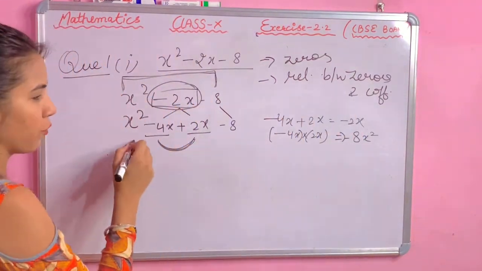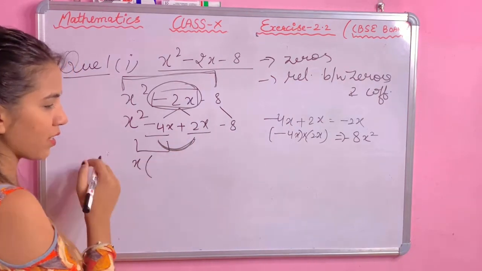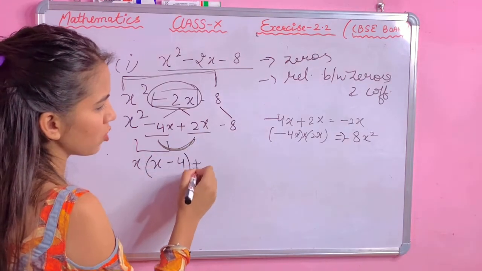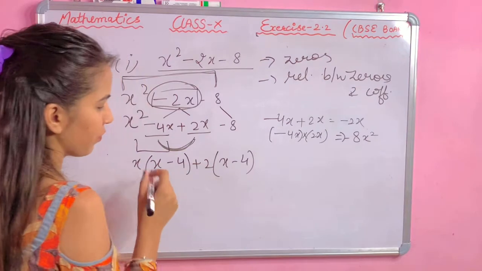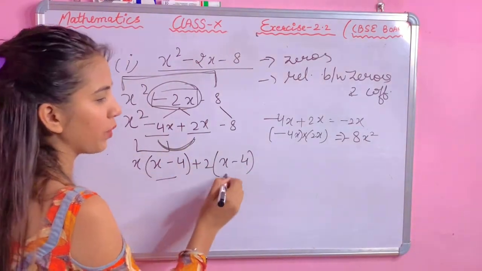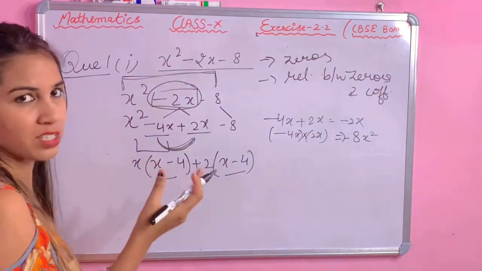Okay, so from the first two terms, what is common here? x. By taking x as common, we get x minus 4, and from the other two terms, taking 2 as common, we get x minus 4. We have to check it out. These two brackets should be the same. If these two brackets are not the same, it means we have done the wrong splitting here and our factors are not right.